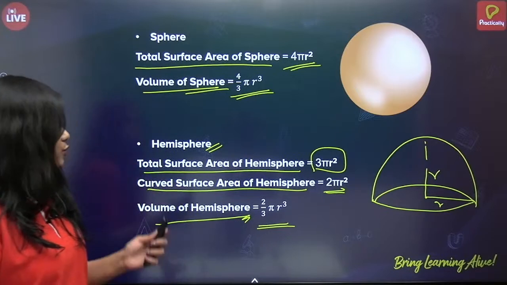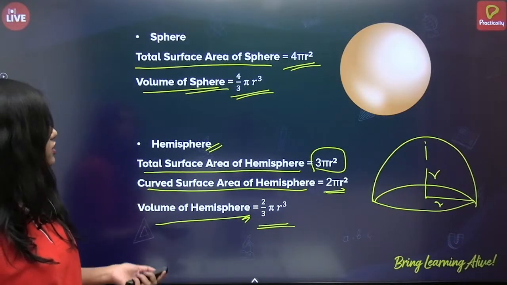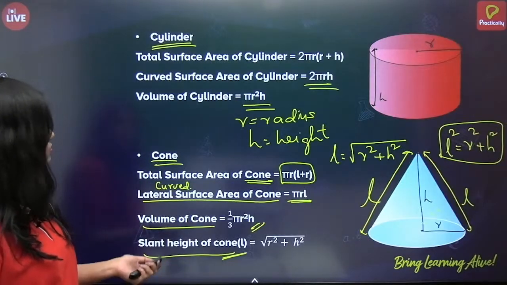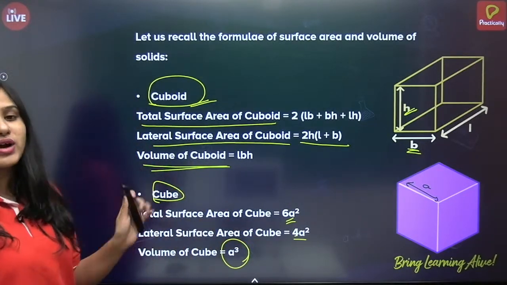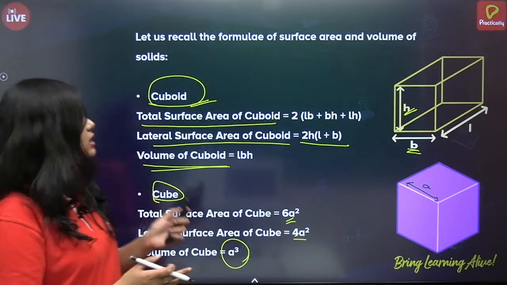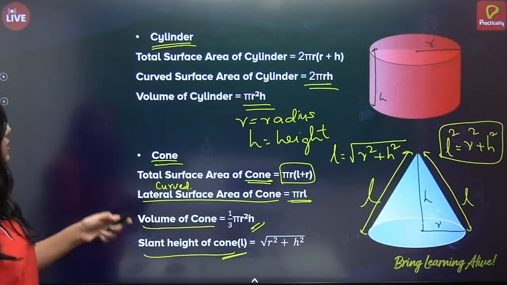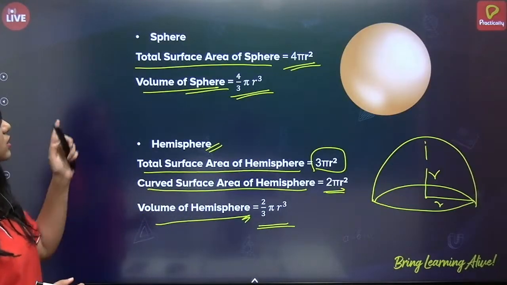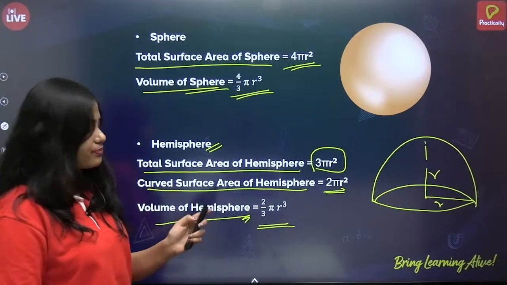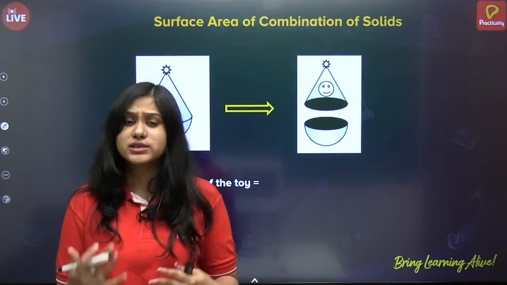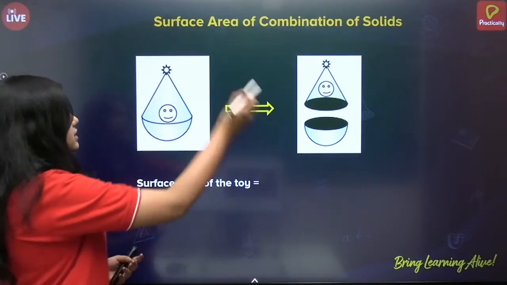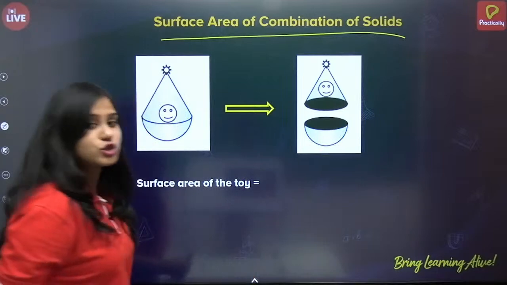Alright. So we have almost seen all the formulae which are required. So yes, you can take the screenshot if you want, because you will be finding all the formulae at one place. So cuboid, cube, next cylinder, cone, sphere and hemisphere. Okay. So next, we are done with discussing formulae. What is next topic? Next, we will be seeing surface area of combination of solids.